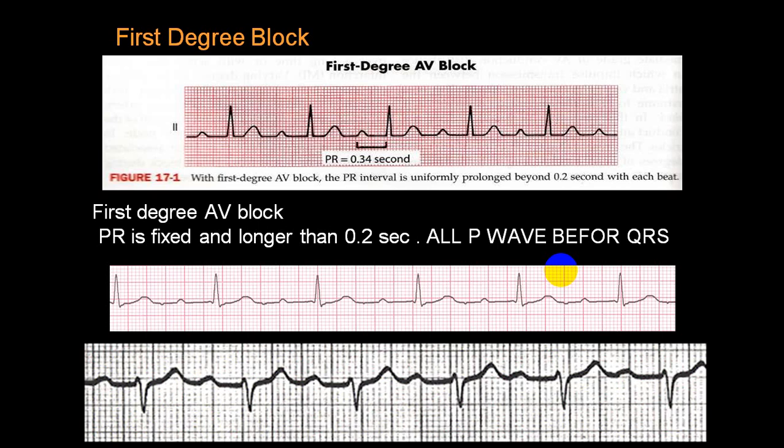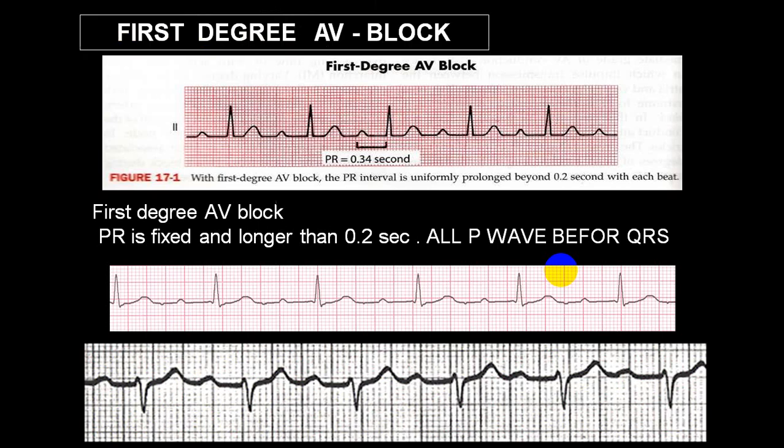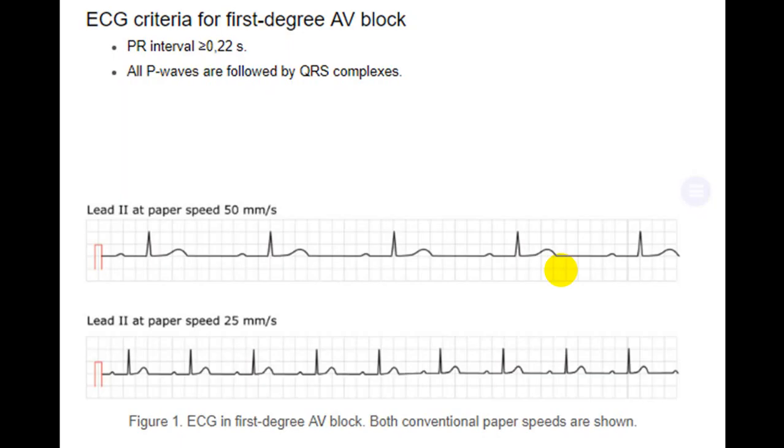So PR is fixed, more than 0.2, all P waves are before the QRS complex, and for one P wave there is one QRS complex. Classical first degree AV block. Again, you can have a look. This is again a first degree AV block.